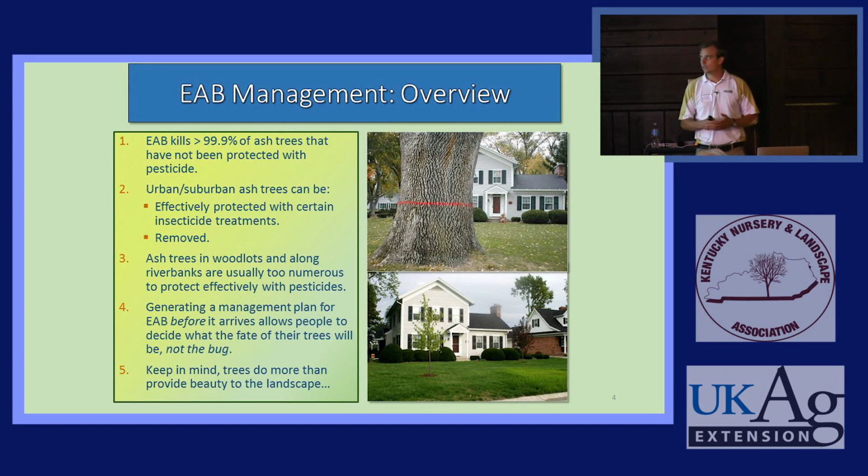So I already mentioned that it kills about 99.9% of ash trees. But we have some options on how to manage it. Individual trees we can either treat with an insecticide, one of the insecticides that are listed to kill emerald ash borer, or we can remove it, whether it's preventatively or once the tree dies we can remove it. That's pretty much it.